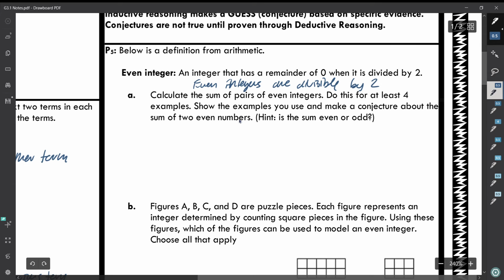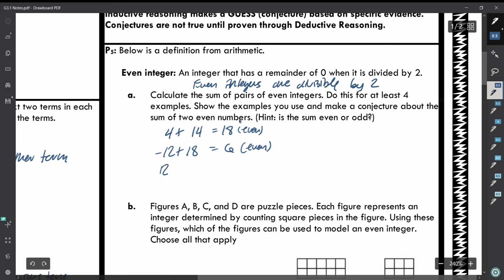So it says calculate the sum of pairs of even integers. Do this for at least 4 examples. Okay, so how about 4 plus 12? Or let's do 4 plus 14. That gives 18, also even. Okay. Now, how about some negative ones? Negative 12 plus 18. Okay, that's going to be 6. Also even.